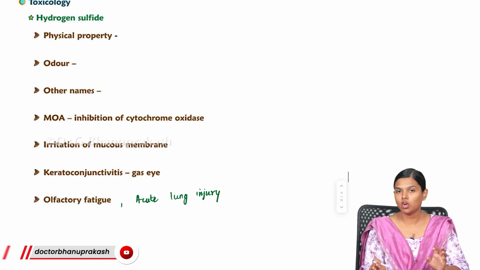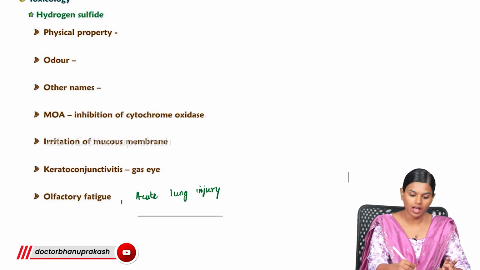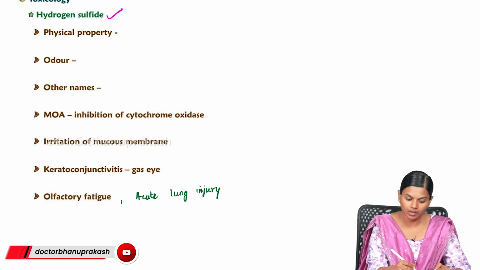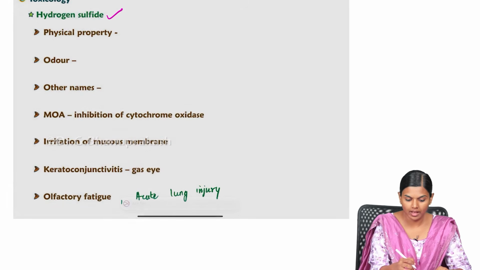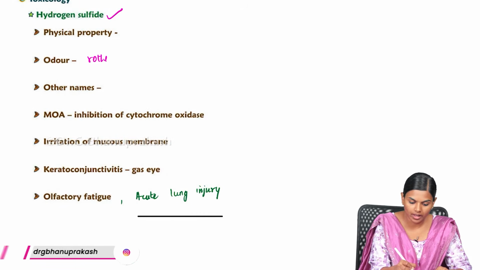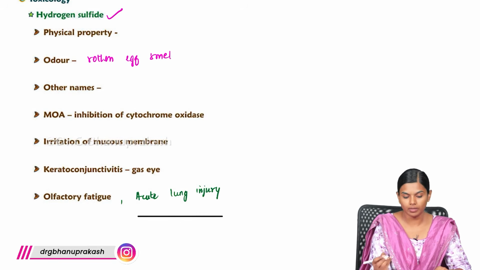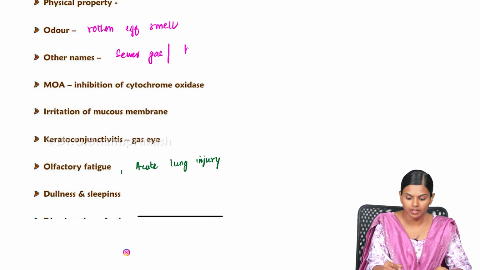So, we have seen carbon monoxide, we have seen cyanide. Now, what we are going to see is hydrogen sulfide. This hydrogen sulfide is a very, very bad smelling gas. It has this rotten egg smell, and this is also known as sewer gas and knockdown gas.